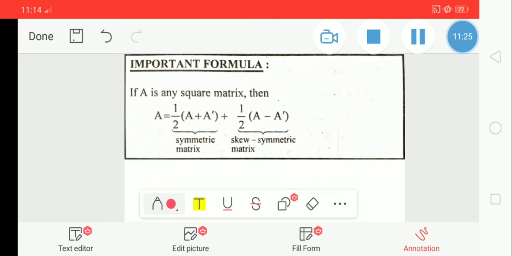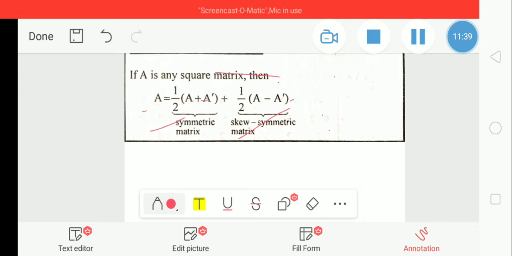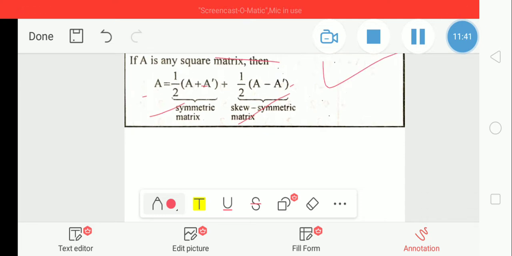Now this is the next formula. If A is a square matrix, then A is equal to half of (A plus A dash), meaning transpose, plus half of (A minus A dash). This is a symmetric matrix and a skew-symmetric matrix. So this also we use.